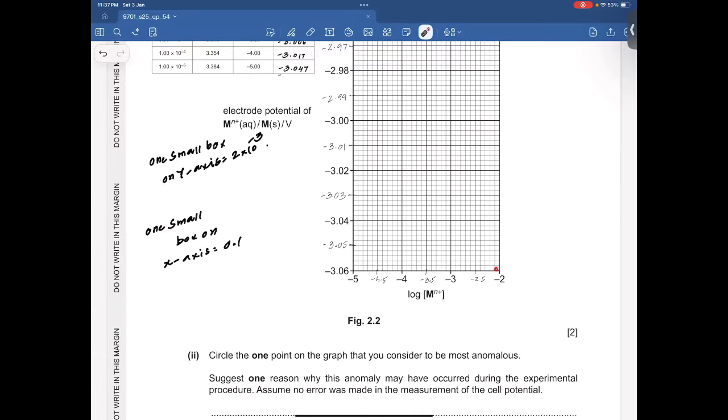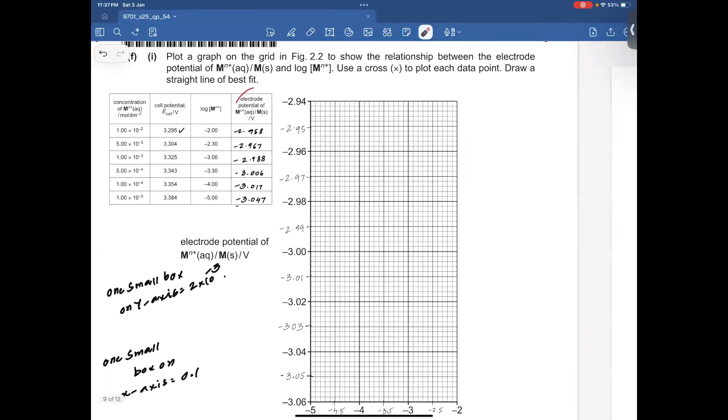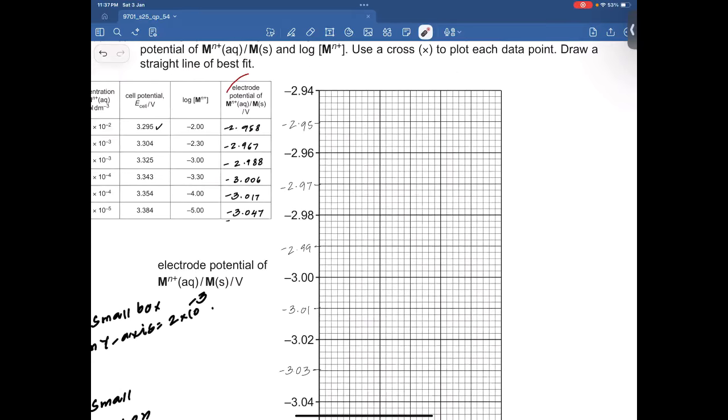So it's 2.1, 2.2, 2.3, 2.4, 2.5, 2.6, 2.7, 2.8, 2.9, and then 3. Okay, I hope you get the logic. Let me draw the diagram first. Oh my goodness, that's 3 decimal places on the graph, and it's so tough to meet the requirement.